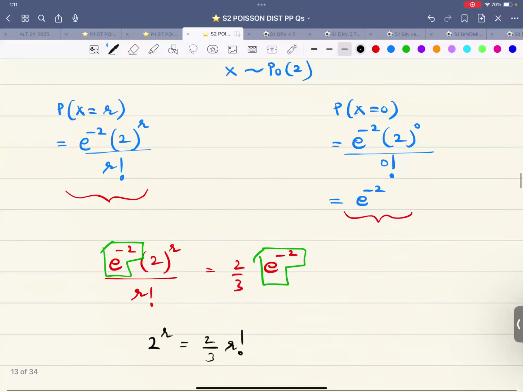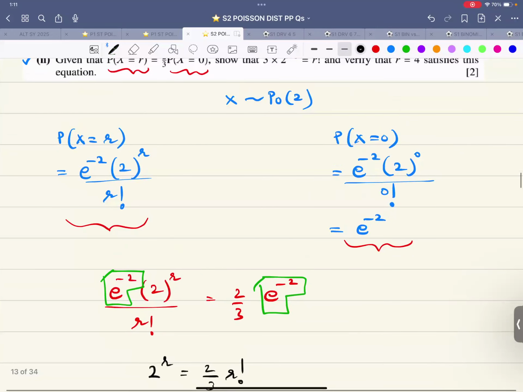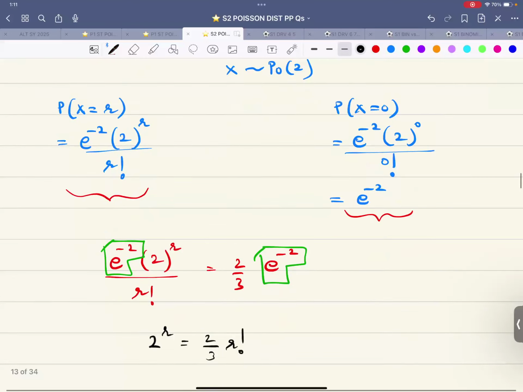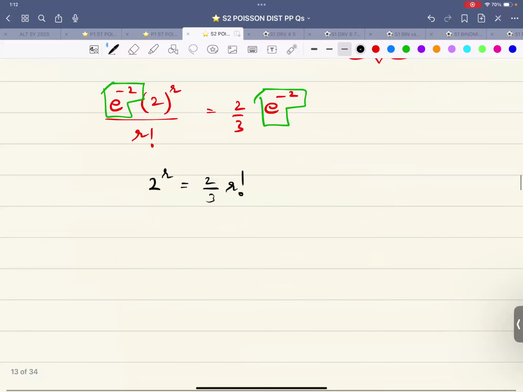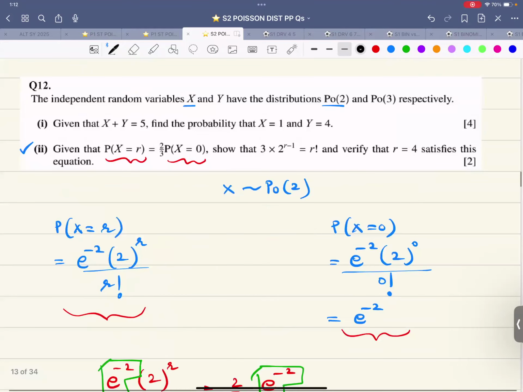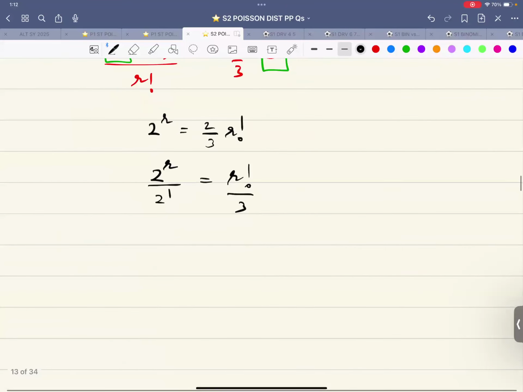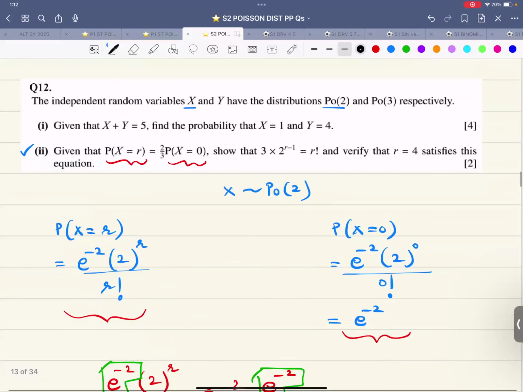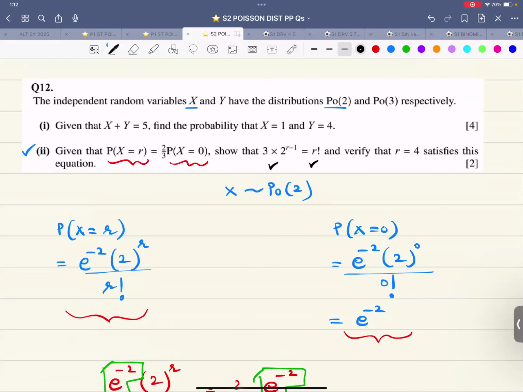and they are asking to write it like this. Is there any other term that is missing? So 2 raised to power of r minus 1, they're just using indices. So 2 raised to power of r, 2 raised to power of 1 is r factorial over 3. Okay. This 3 is also going there. So 2 raised to power of r minus 1 times 3 is r factorial. Is that the answer? R factorial is this thing. And verify, that means plug in and check.